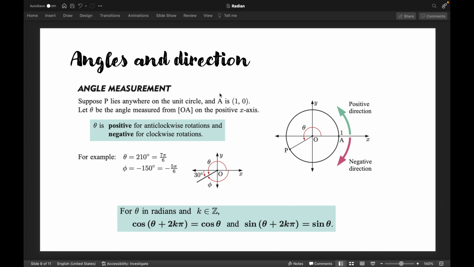Angle measurement. Suppose P lies anywhere on the unit circle, and A is (1, 0). Let theta be the angle measured from OA on the positive axis. Theta is positive for anti-clockwise rotations and negative for clockwise rotations. This may seem complicated, but all you need to know is this.